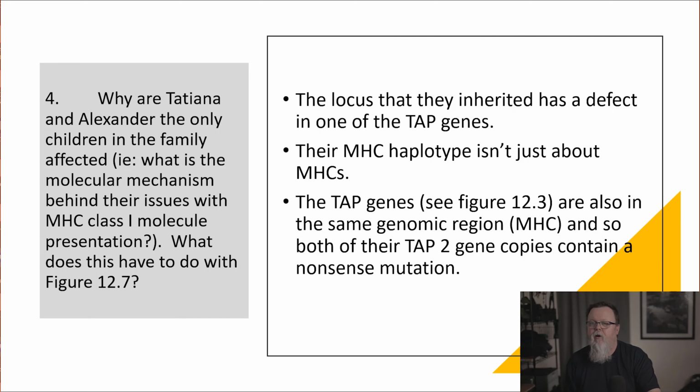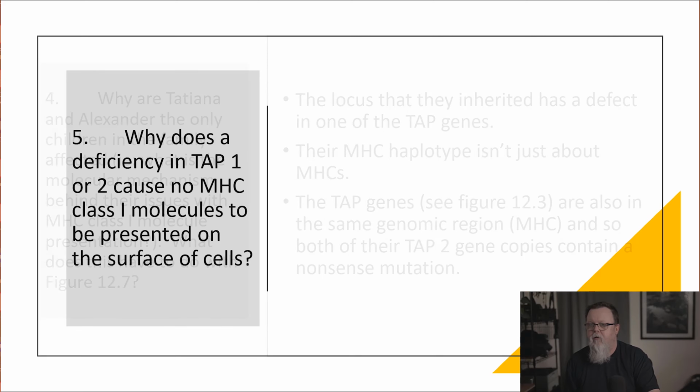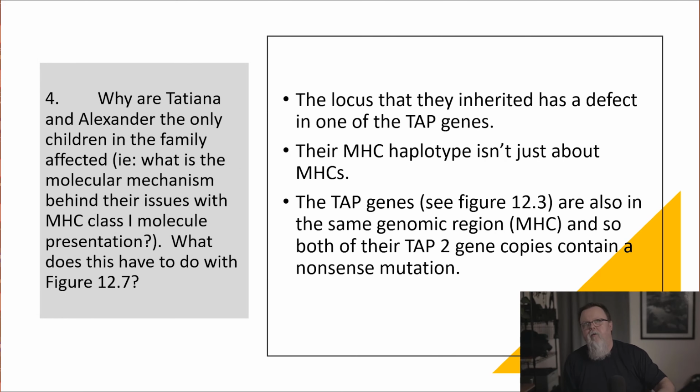So originally in the case study, it was talking about the fact that with this MHC haplotype, there might be an issue with MHC molecules themselves, the genes that produce those proteins. And it turns out those are fine, but also in this same genomic region, in fact, that's what we would see in figure 12.3, that's also where the TAP genes are found.